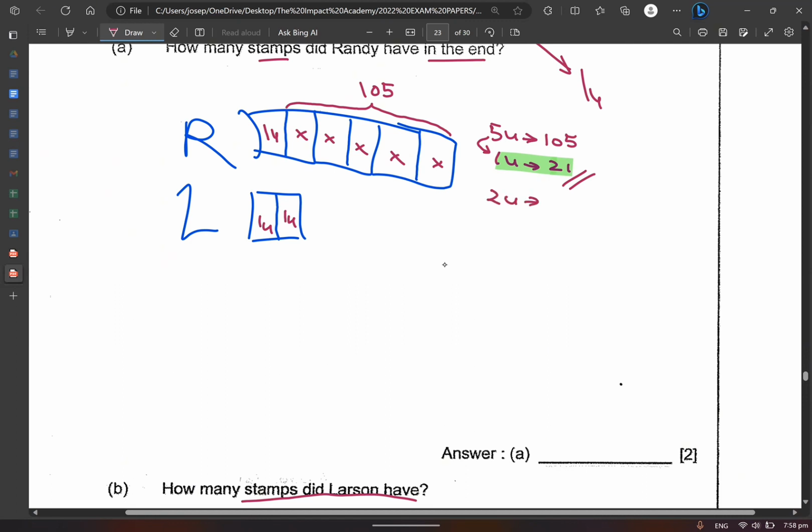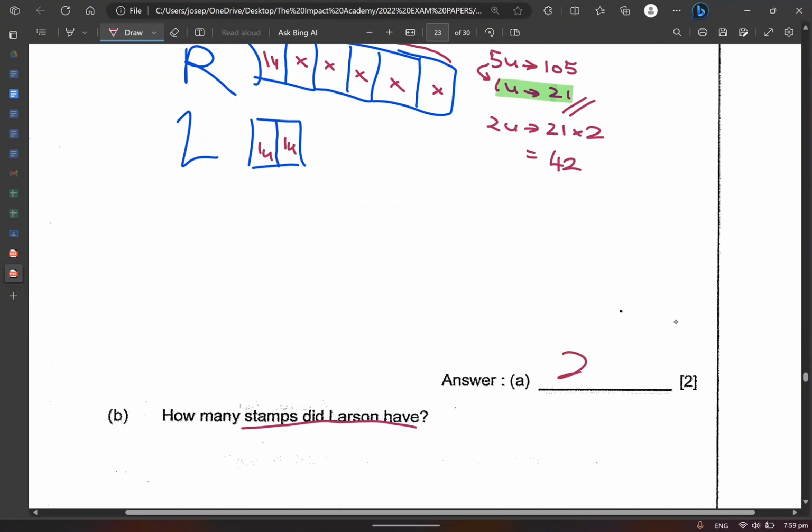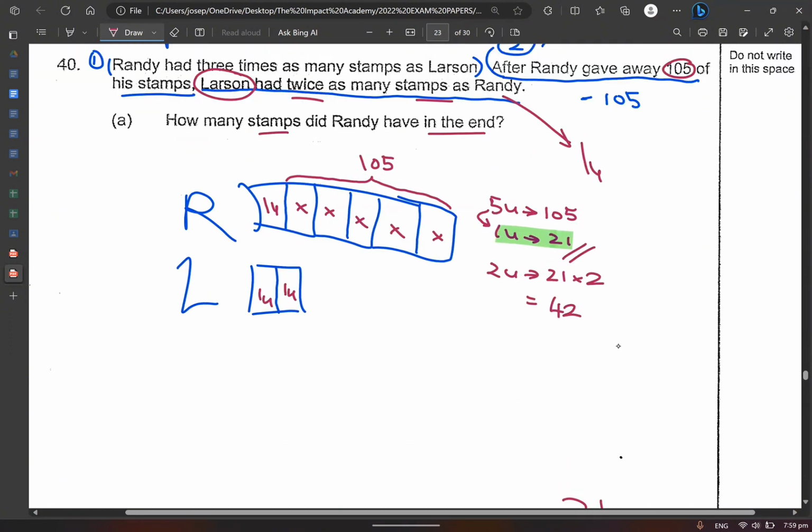Isn't it true? All right. So 21 times 2. Therefore, over here is 42. I didn't want to write below because I wanted you all to see the model. Okay. So therefore, your first answer is 21. The second answer is over here, and it has to be 42.